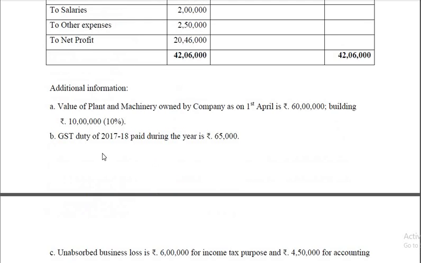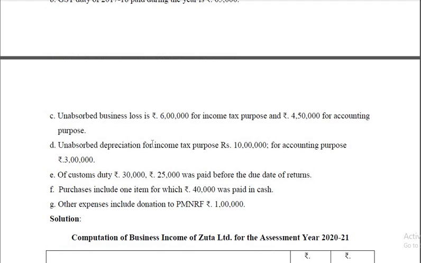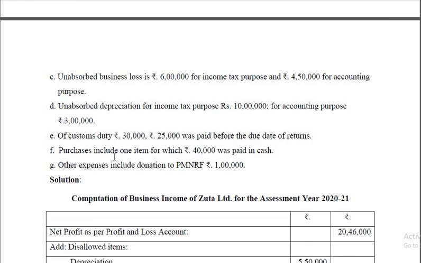The next: GST duty of 2017-18 paid during the year, 65,000. So this is deductible on payment basis. Therefore, while computing business income, this has to be deducted. Then come to point number E. Of customs duty of 30,000 due, 25,000 was paid before the due date of returns. So what is paid is allowed, whereas what is unpaid, here it is 5,000, is disallowed while computing business income.